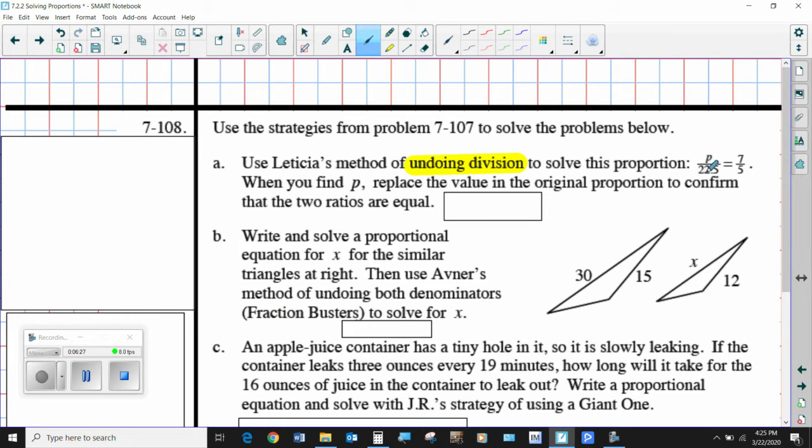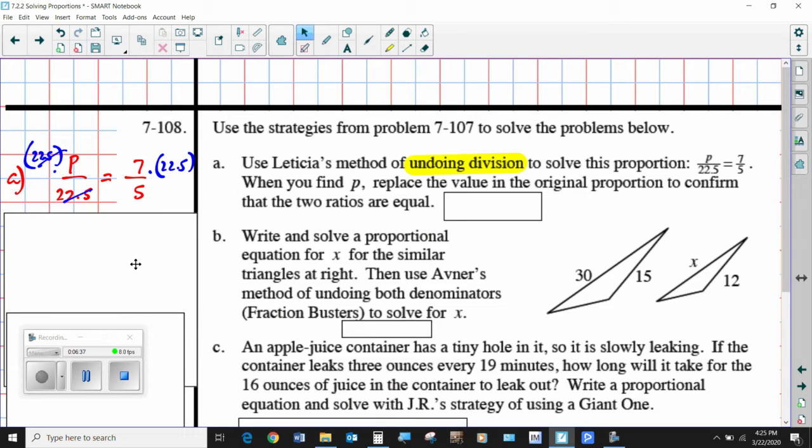P divided by 22.5 is equal to 7 over 5. Since you're dividing P by 22.5, you should multiply each side times 22.5. And that's going to cancel out that, leave you with P is equal to 7 times 22.5 over 5. So now pause the video, go ahead and finish the process and see if you get the same answer as me.